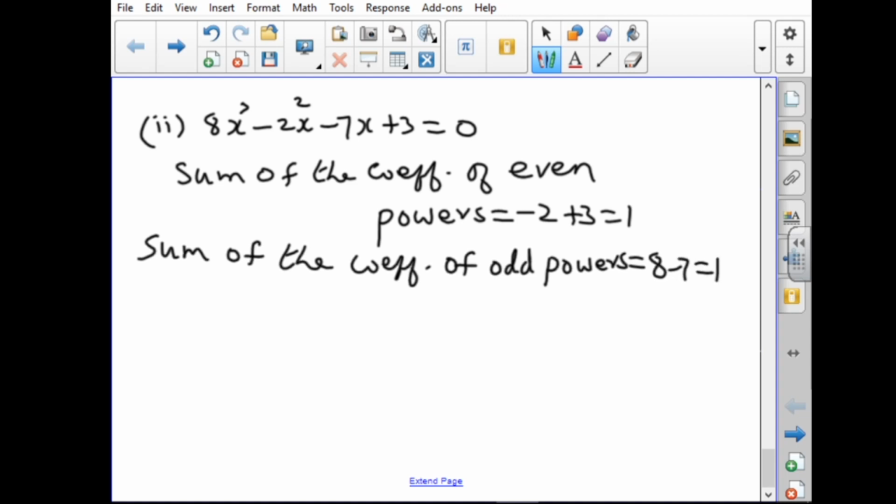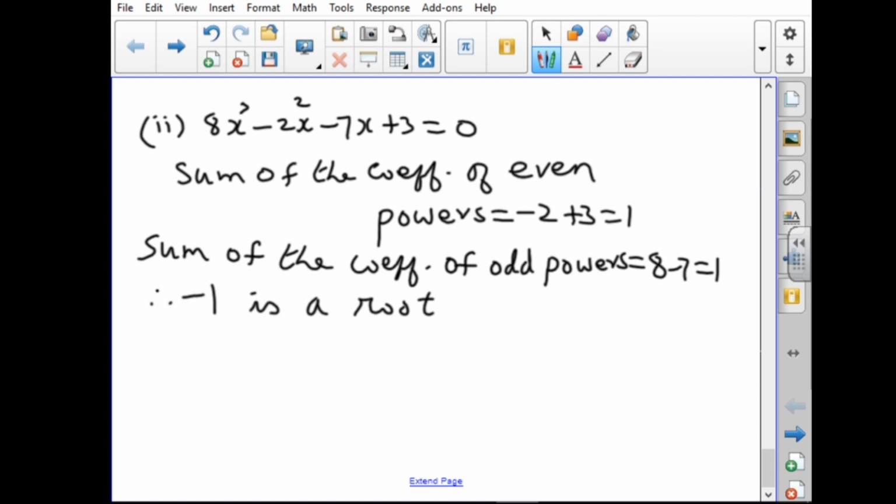So, see here both are equal. The sum of the coefficients of even powers is equal to the sum of the coefficients of odd powers. So, we get, therefore, minus 1 is a root. So, when the sum of the coefficients of even powers is equal to the sum of the coefficients of odd powers, minus 1 is a root. So, now minus 1 is a root. Therefore, same way we can continue.